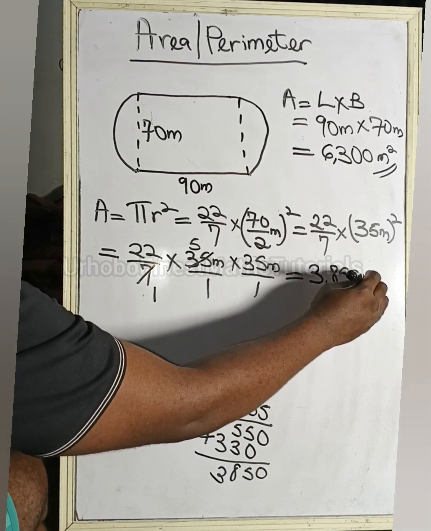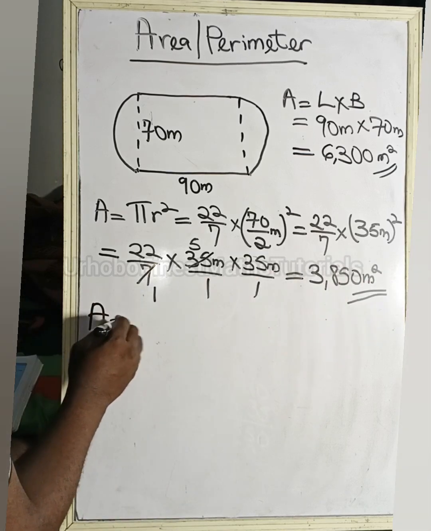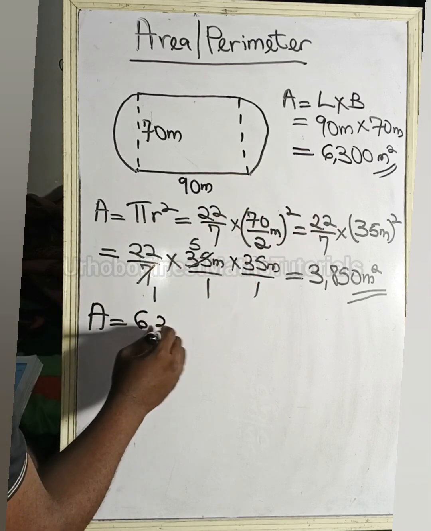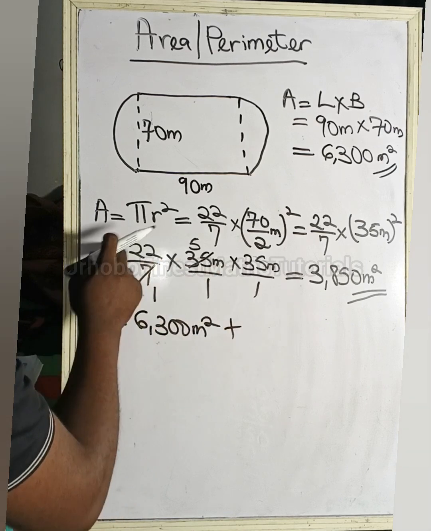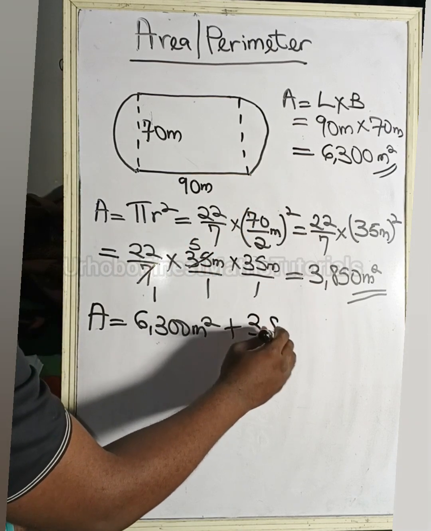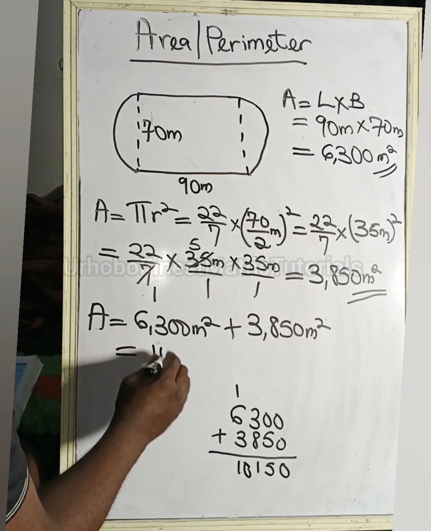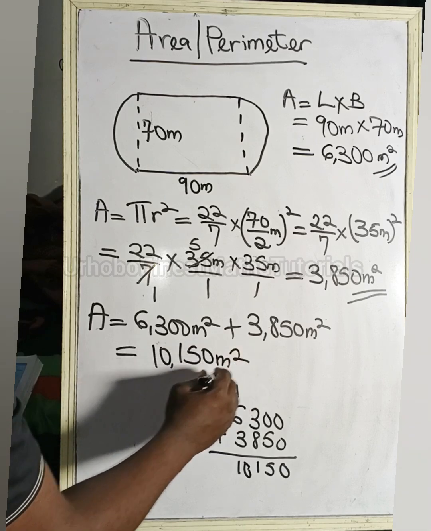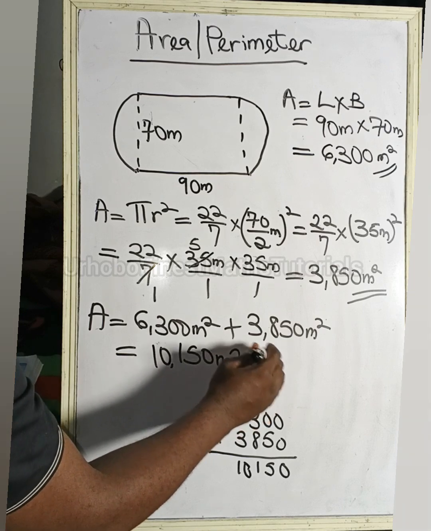3,850 square meters. So the area of the sports field is going to be the area of this rectangle, which is 6,300 square meters. Yes, square meters, correct. Plus the area of the circle, which is 3,850 square meters. So the answer here is 10,150 square meters. This is the area of the football field. This is the answer for question A.